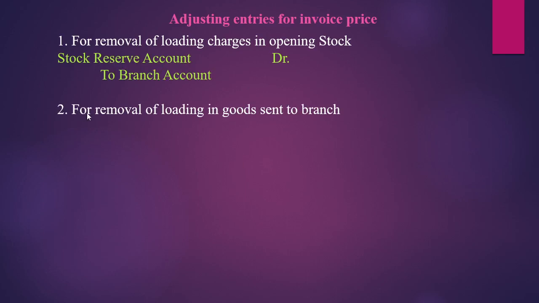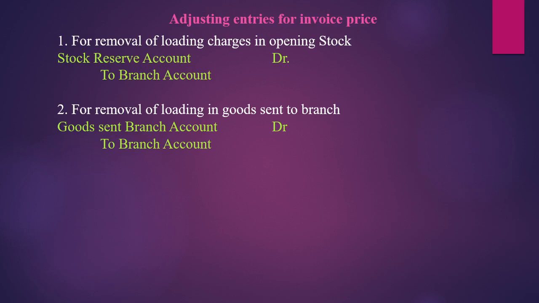And the second one, for removal of loading in goods sent to branch. So the first one is opening stock and the second one goods sent to branch. Here the entry is goods sent to branch account debit to branch account. The loading charges will be cancelled directly. We are not going to prepare a separate reserve.